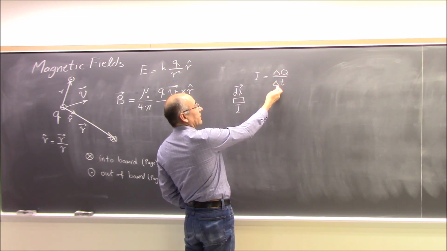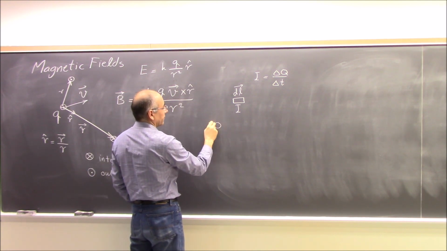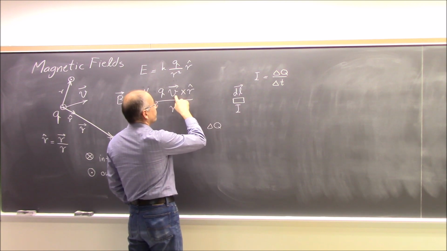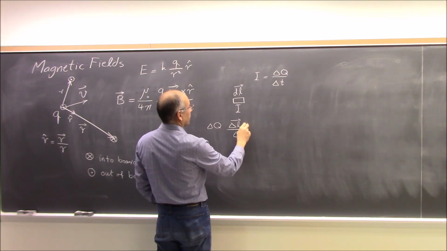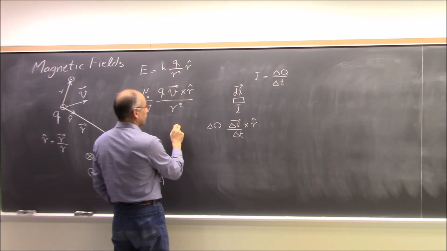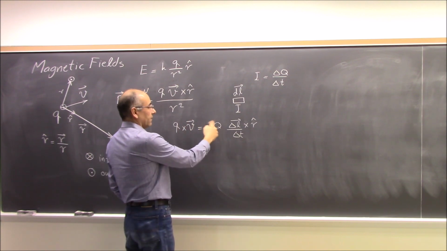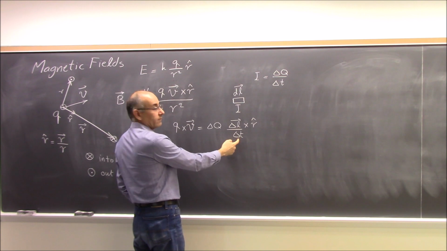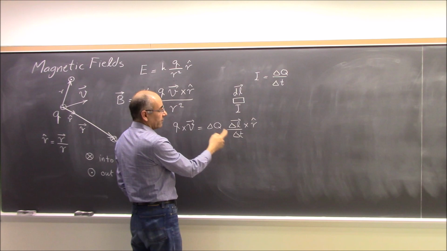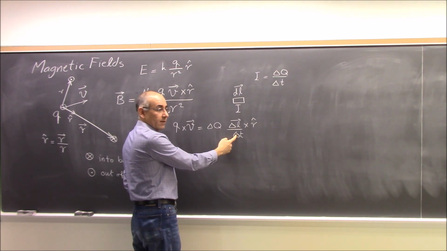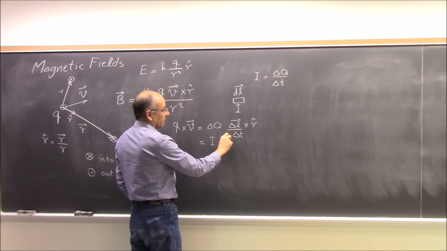Suppose that there's a charge moving from here to this point, delta Q, and it takes delta T to do that. If you want to write this, Q will be delta Q, and then V will be delta L over delta T, cross R hat. This is Q V cross R hat, right? Q V becomes delta Q, and V becomes delta L over delta T, right? And cross R hat. And now you consider this delta Q over delta T separately. So you get I delta L cross R hat.